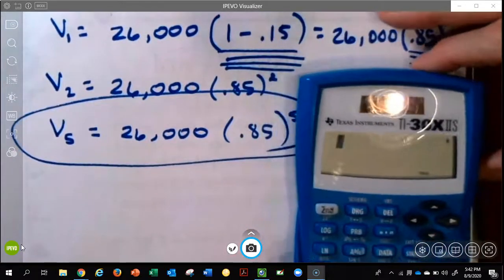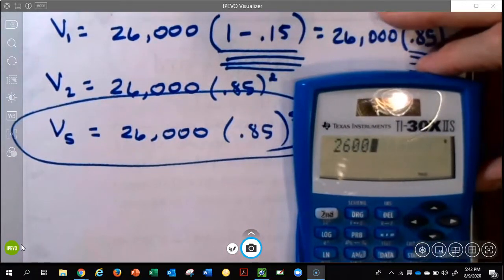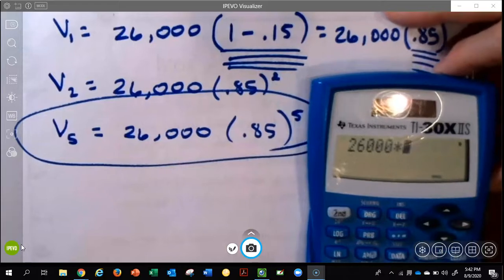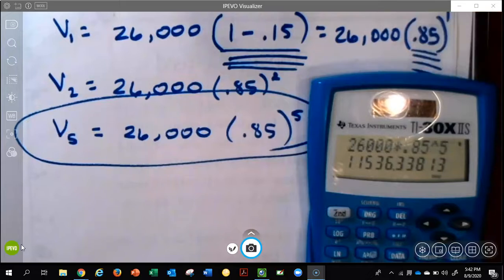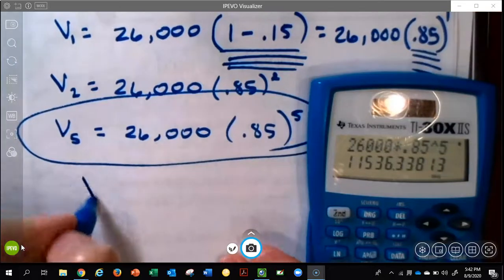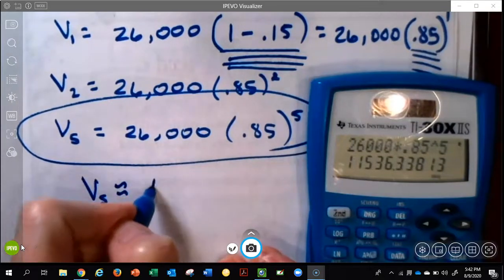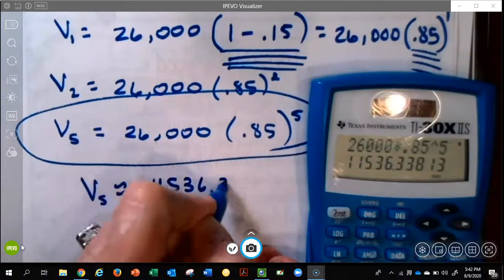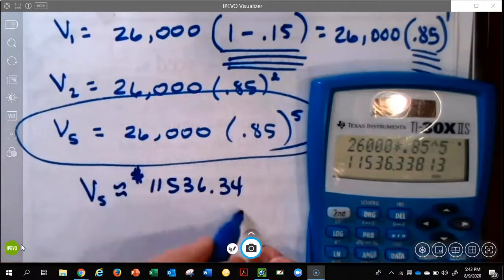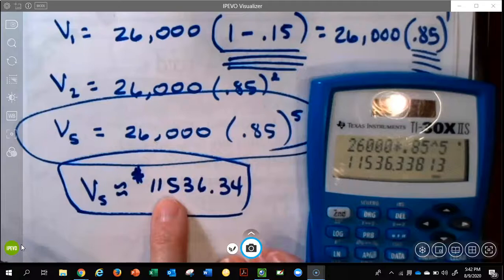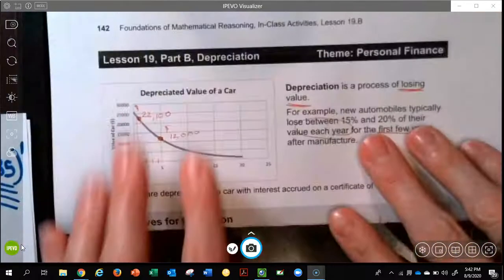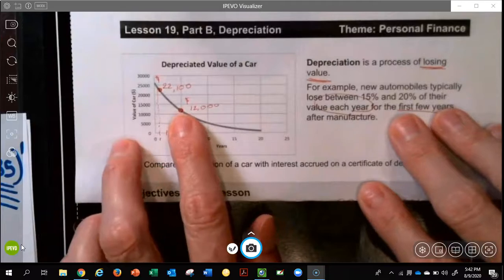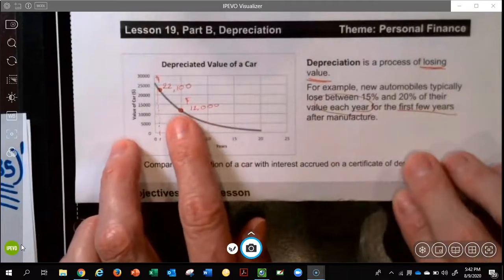Right here, I'm going to do 26,000 times 0.85 and send only that value up to the 5th power, and we get that the value at year 5 is about 11,536.34, and that is about $12,000, somewhere in that neighborhood. Does it sound reasonable based on the graph? Yeah, 11.5 makes sense. It was an approximation.